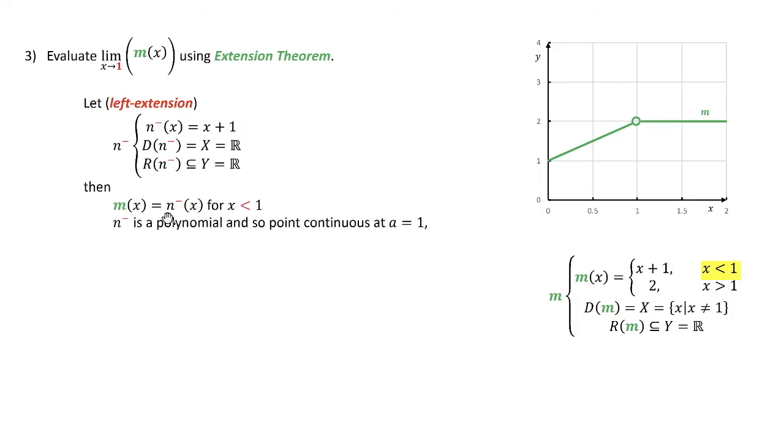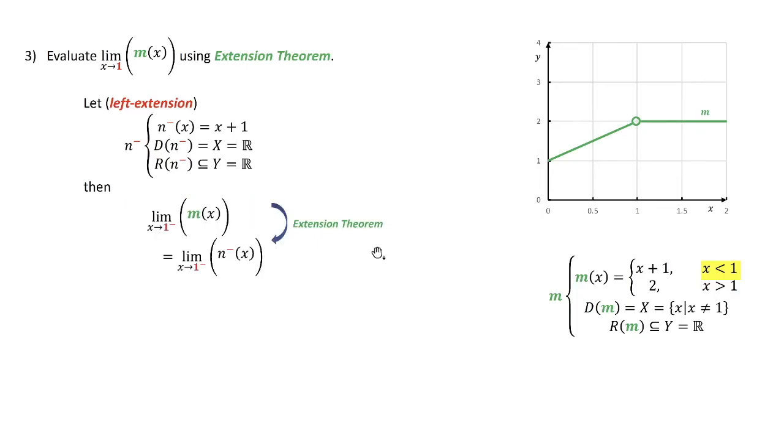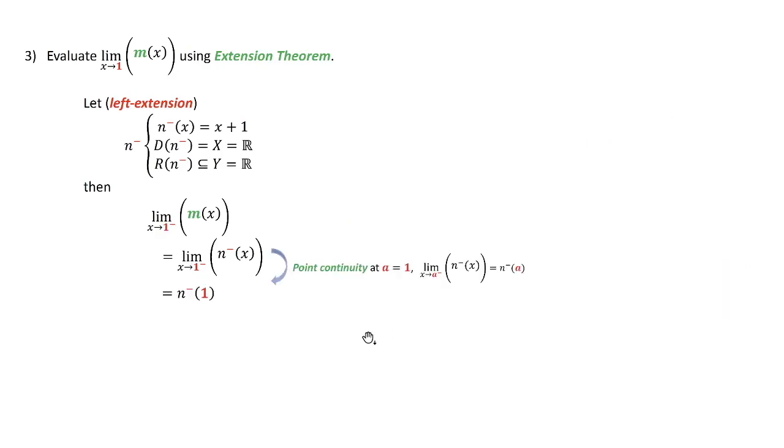My extension and my secant slope function agree for all x less than 1. My extension is a polynomial, right? And so it's point continuous when a is 1. So by the extension theorem, the two limits are the same. I can evaluate the extension because it is point continuous by plugging in the value. And it's 2. So again, you should see this over and over again. And this kind of calculation shouldn't take you a long time. I mean, really, 30 seconds. This should be very quick.